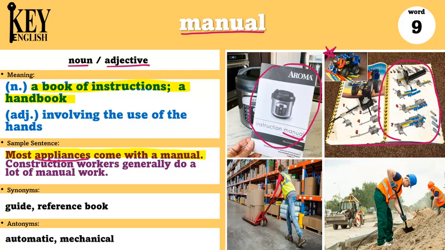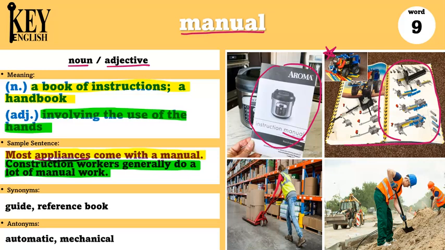The other definition for a manual is involving the use of the hands. So it means any time that you are using your hands to do some work. For example, construction workers generally do a lot of manual work. So just like here in this picture, you can see the construction workers are using a shovel to move the dirt out of the way. That is called manual work because they are using their body, using their hands to do the work.